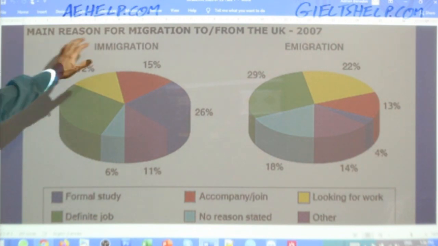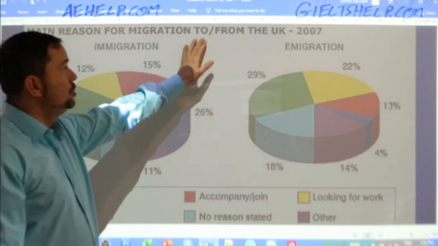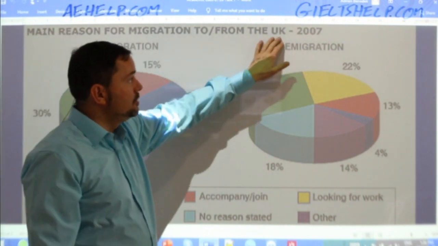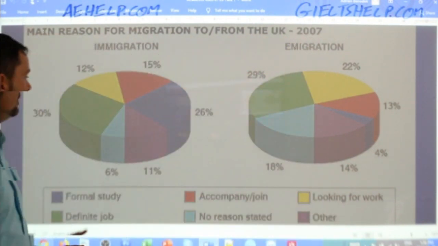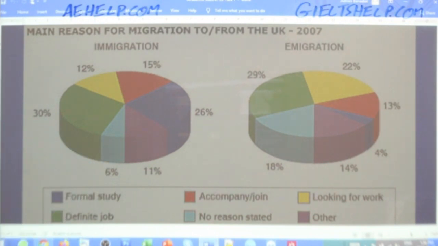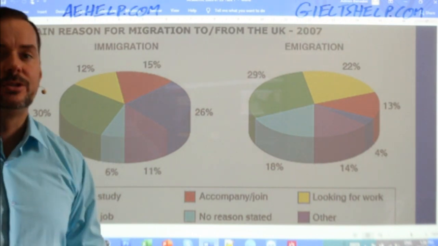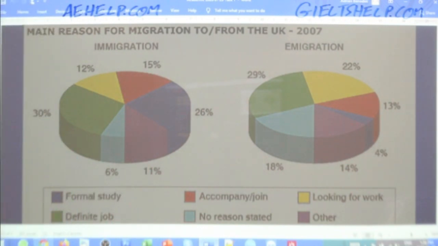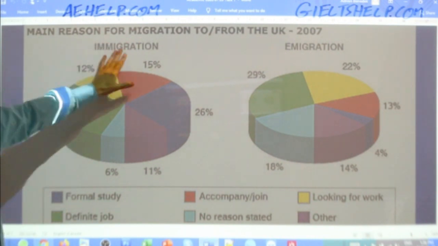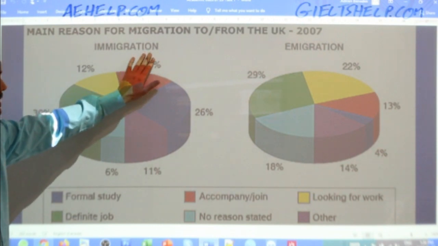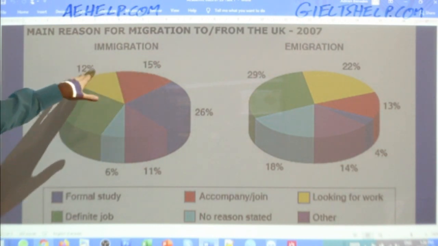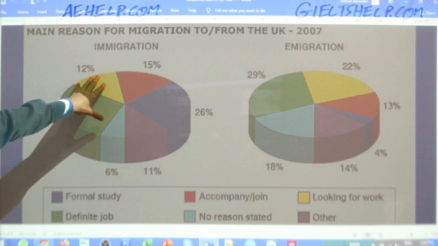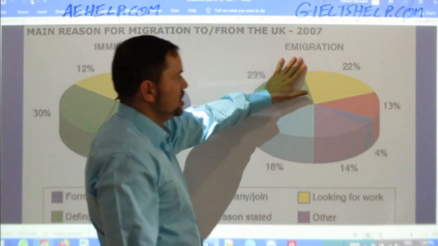So main reason for migration to and from the UK, United Kingdom, in 2007, we have two pies. These pies are three-dimensional. They're colorful. You can see color on the computer-based exam, not on the paper-based exam. So here we go. First pie chart is immigration. So we have the percentages, and then we have emigration.